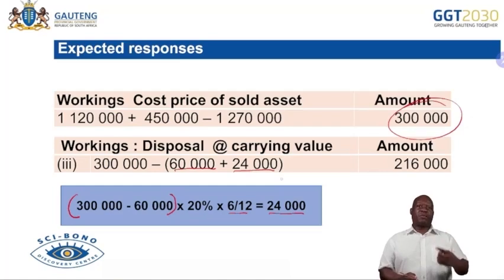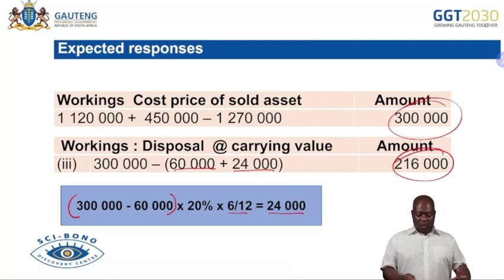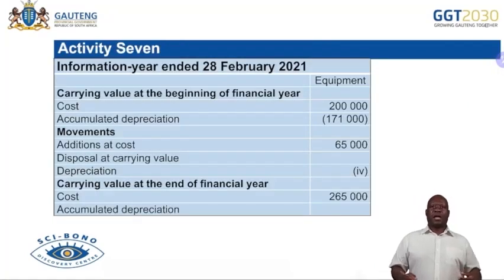And remember the formula for finding carrying value. It is cost minus accumulated depreciation. So our amount is 216,000, which is the accumulated depreciation on this asset. And that's what we're looking for.